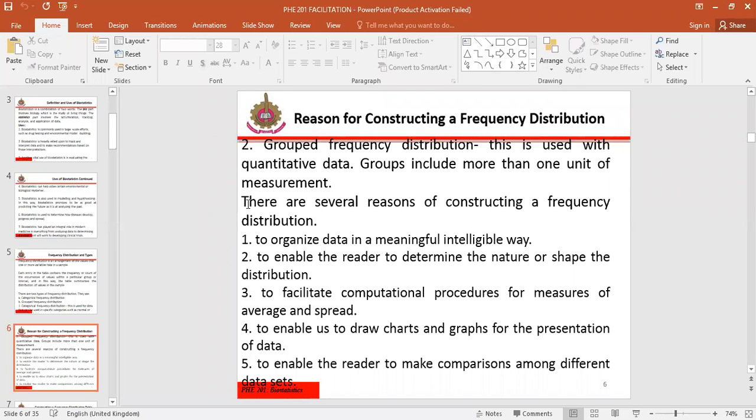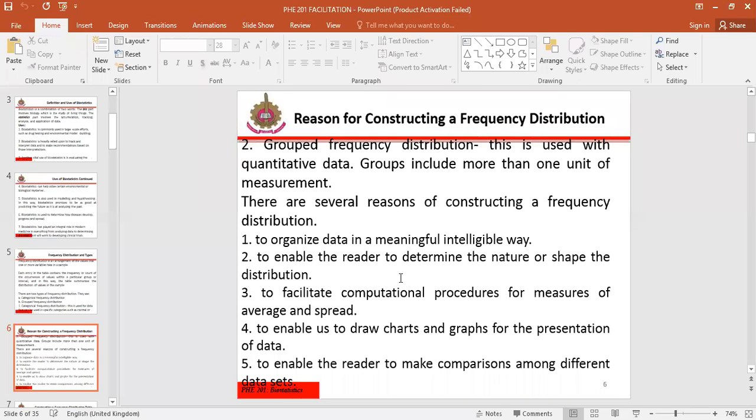There are several reasons for constructing a frequency distribution. The first one is that it allows you to organize the data in a meaningful, intelligible way. Just like I told you initially, if the data are just in their raw form, it becomes a bit difficult to have a better understanding of the trend with which the data goes. Now, that is the essence of constructing a frequency distribution table.